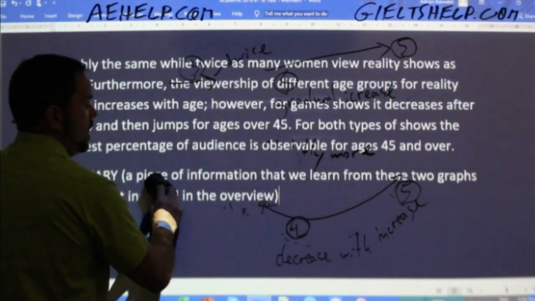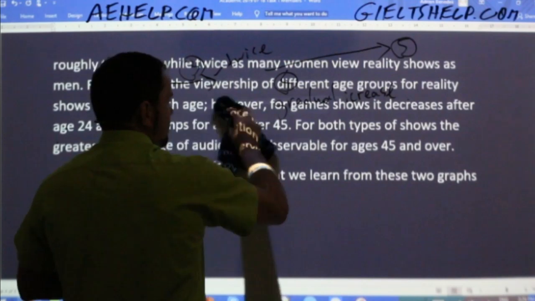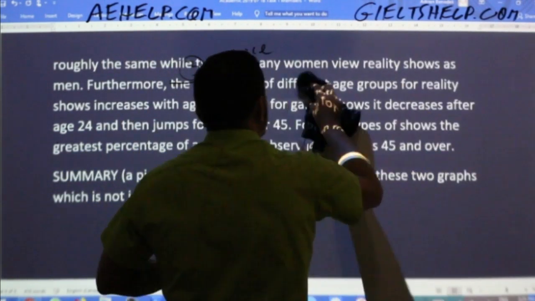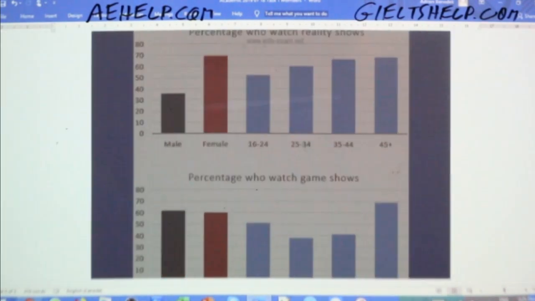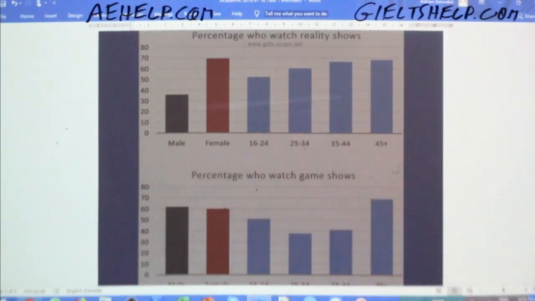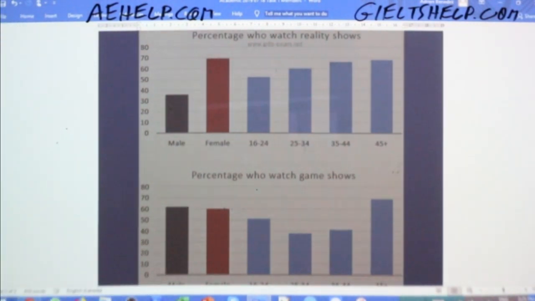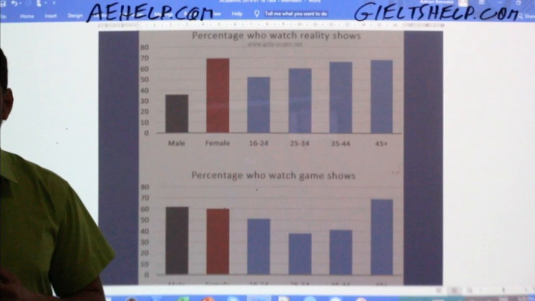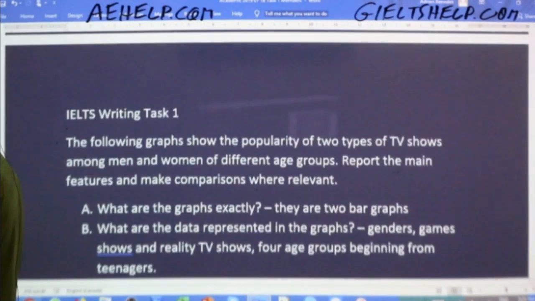So what can we summarize about game shows and TV shows based on percentage of gender and age group? What can we summarize? What is an interesting piece of information that we can learn from these two graphs, on this data or in this data? So what can we learn? What do you think would be a good piece for the summary? Give you a second to think about that. When you're summarizing, students, one good step can help you with the summary.